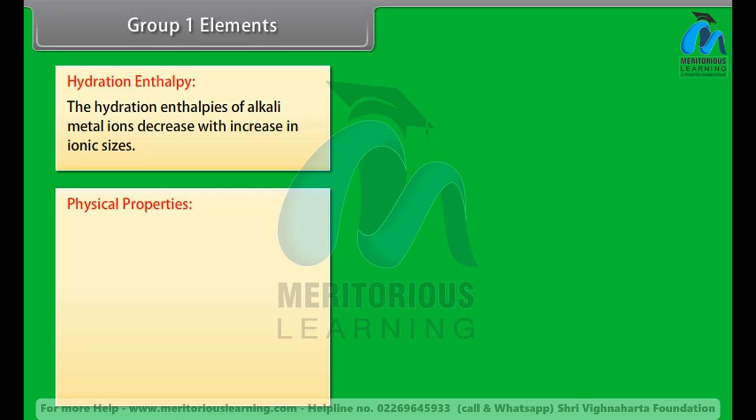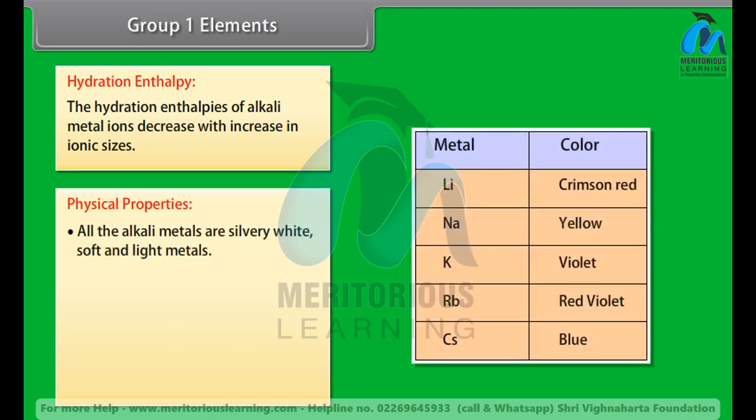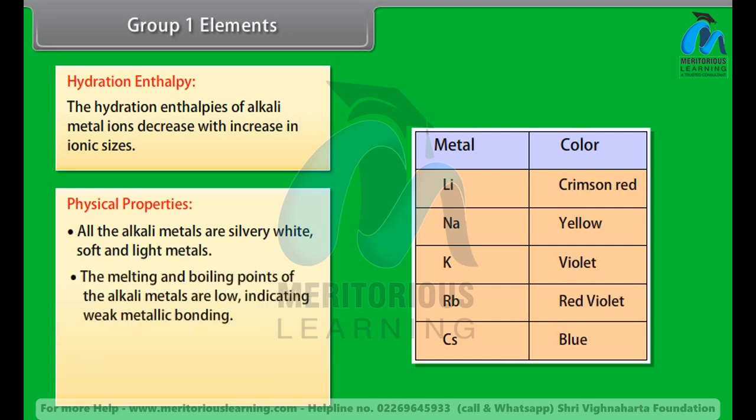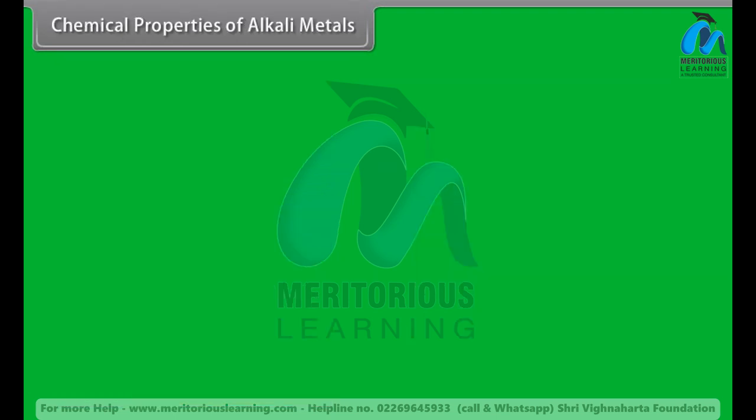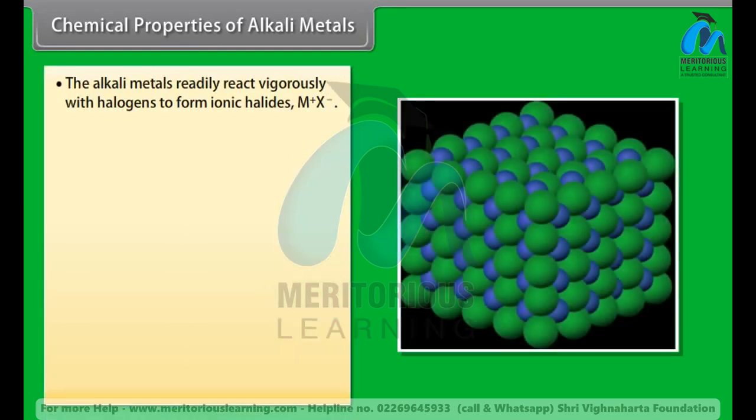Physical properties. All the alkali metals are silvery white, soft and light metals. The melting and boiling points of the alkali metals are low, indicating weak metallic bonding. The alkali metals and their salts impart characteristic color to an oxidizing flame. Chemical properties of alkali metals. The alkali metals readily react vigorously with halogens to form ionic halides, M+, X-.